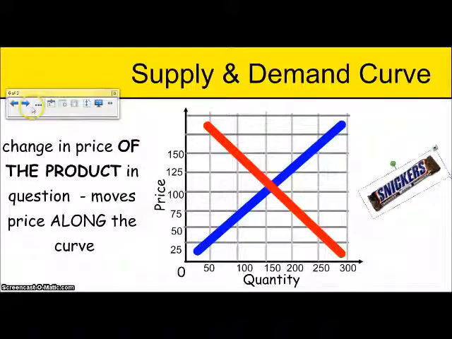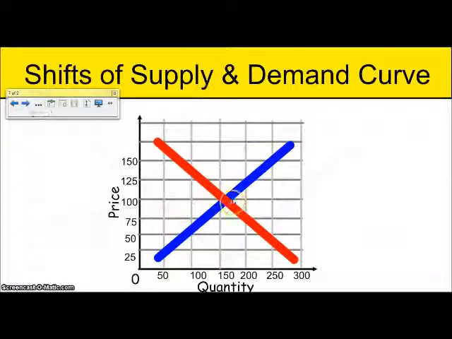Okay, but just like supply and demand individually, there are things other than price that will shift it. Okay, take supply for instance. If we have a new technology that allows us to produce 1,000 times more Snicker bars a day, that is going to increase the quantity supplied at all prices.